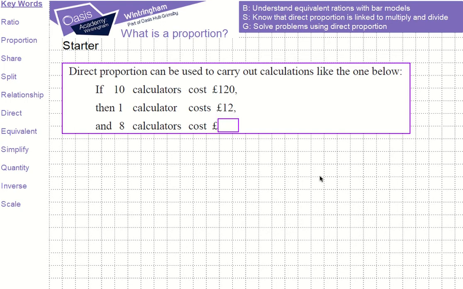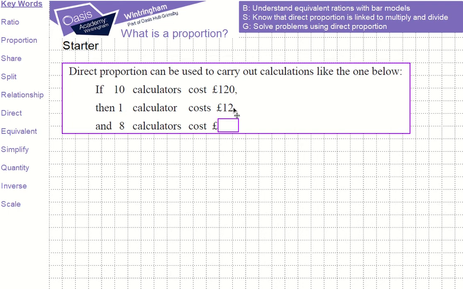Okay, so the first step is going from 10 calculators to 1 calculator. To go from 10 down to 1, you need to divide by 10, and they've also divided 120 by 10 to get to 12. For a lot of these questions, it's going to be really important that we can find out 1. What is the cost of one item?